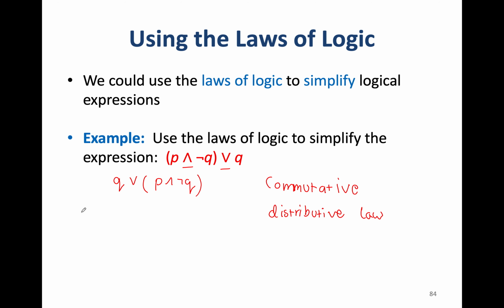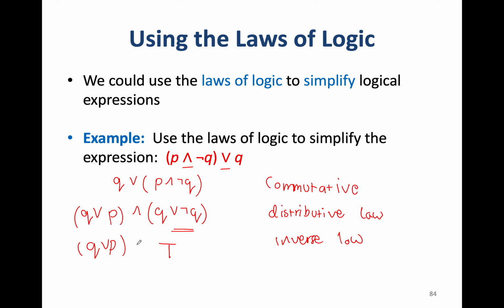All right, so here we will get Q or P and Q or not Q. Now from here we can use that if I have a proposition or its negation, then using the inverse law, this is equal to true. So here we'll get Q or P and true.